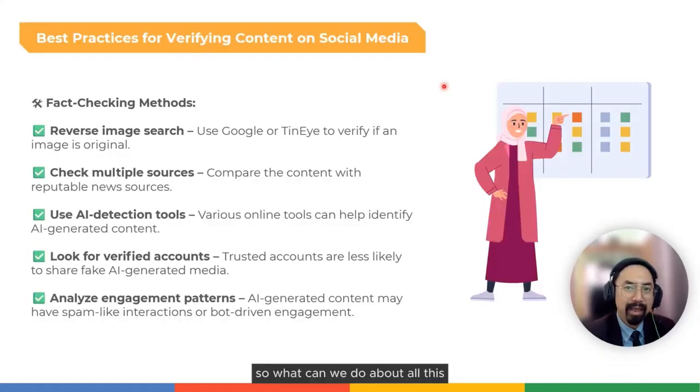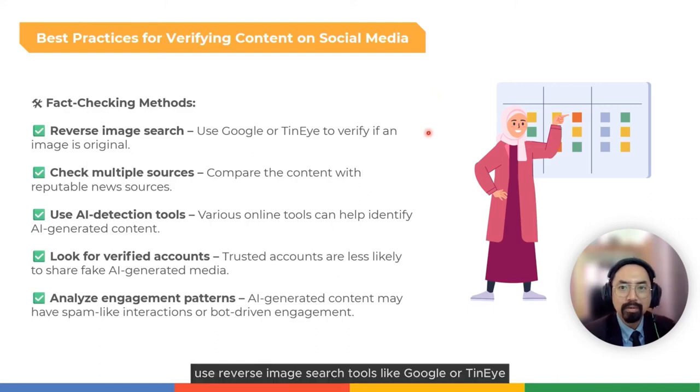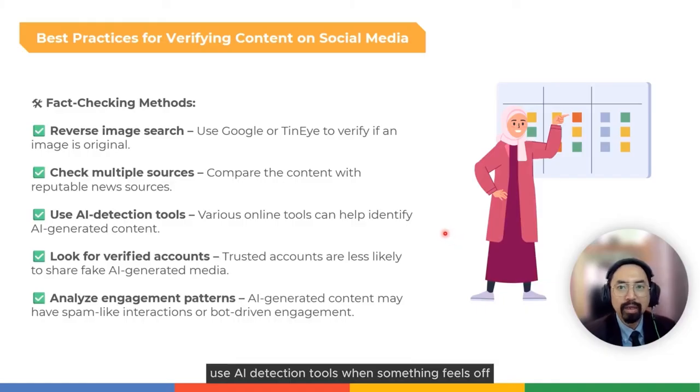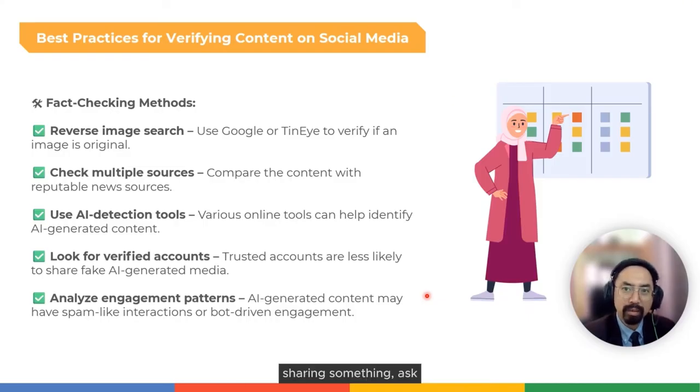So, what can we do about all this? Here are a few good habits. Use reverse image search tools like Google or TinEye. Check if the story appears in multiple reliable sources. Use AI detection tools when something feels off. Look for verified accounts before sharing. And watch out for spammy likes or comments. They can be bot generated too. The key here is to slow down before you start sharing something. Ask, is this real? Is this trustworthy?